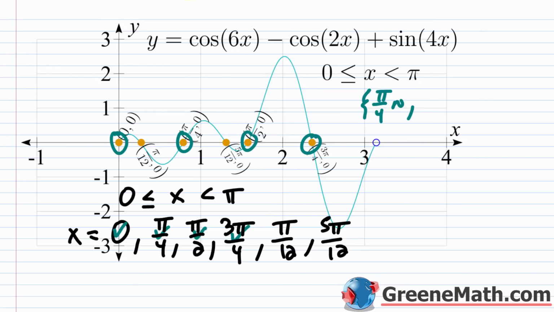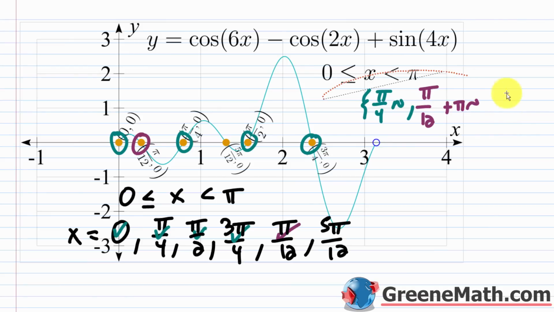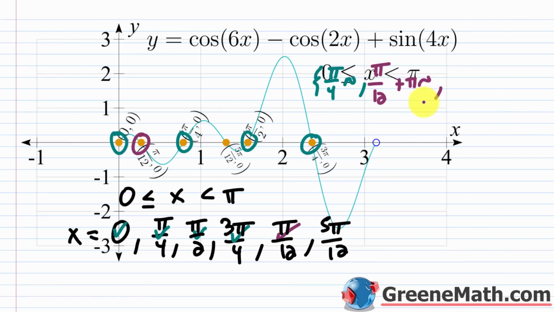Then the other ones, you really can't do anything with them other than to say that you have pi over 12. So that's this one right here, and then just plus pi n. So it's just going to repeat in the next cycle. So this is pi over 12 plus pi n. Let me slide this down. And then the other one, we have 5 pi over 12. So that's this here. So again, that's just going to repeat in the next cycle. So 5 pi over 12 plus pi n.